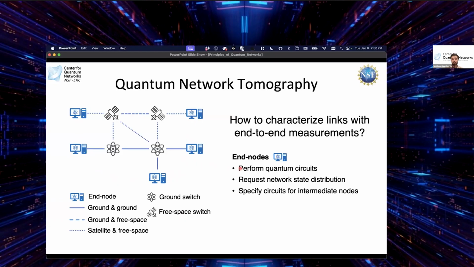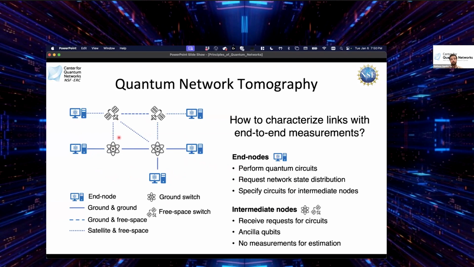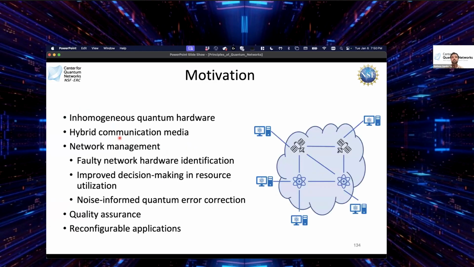They can request the quantum network to distribute entangled states for them, such as a GHZ state, and they can also specify the circuits that will be executed by the intermediate nodes to distribute the required states. The intermediate nodes can receive requests for circuits to be used to generate end-to-end entanglement. They have access to ancilla qubits to help them distribute entanglement, but this is important, they are not allowed to perform measurements for estimation. And what is the motivation behind this?